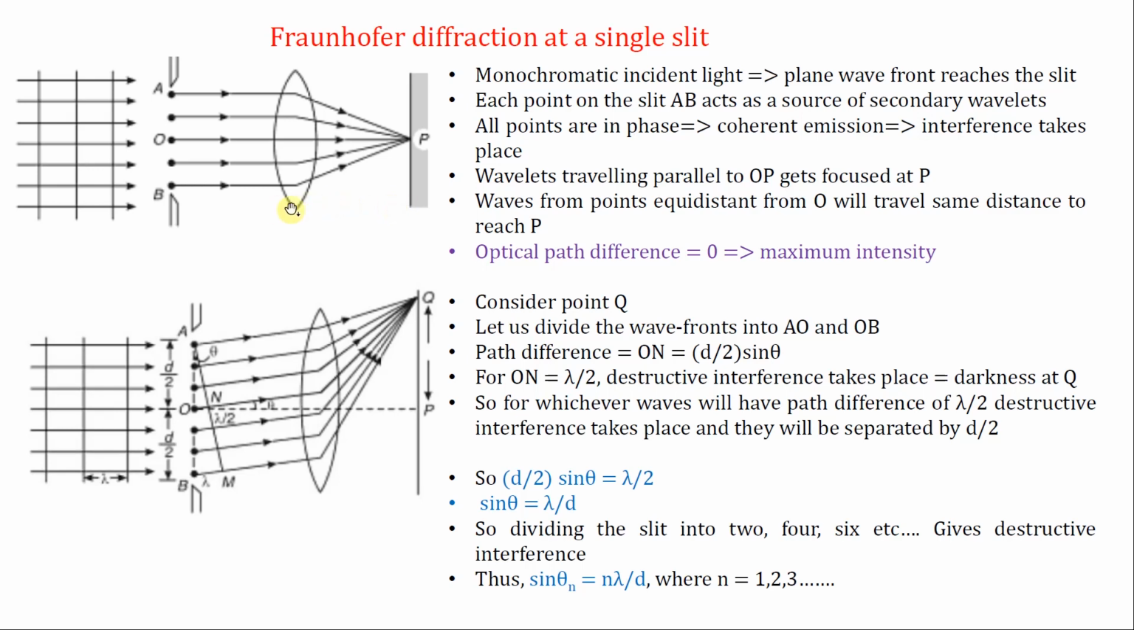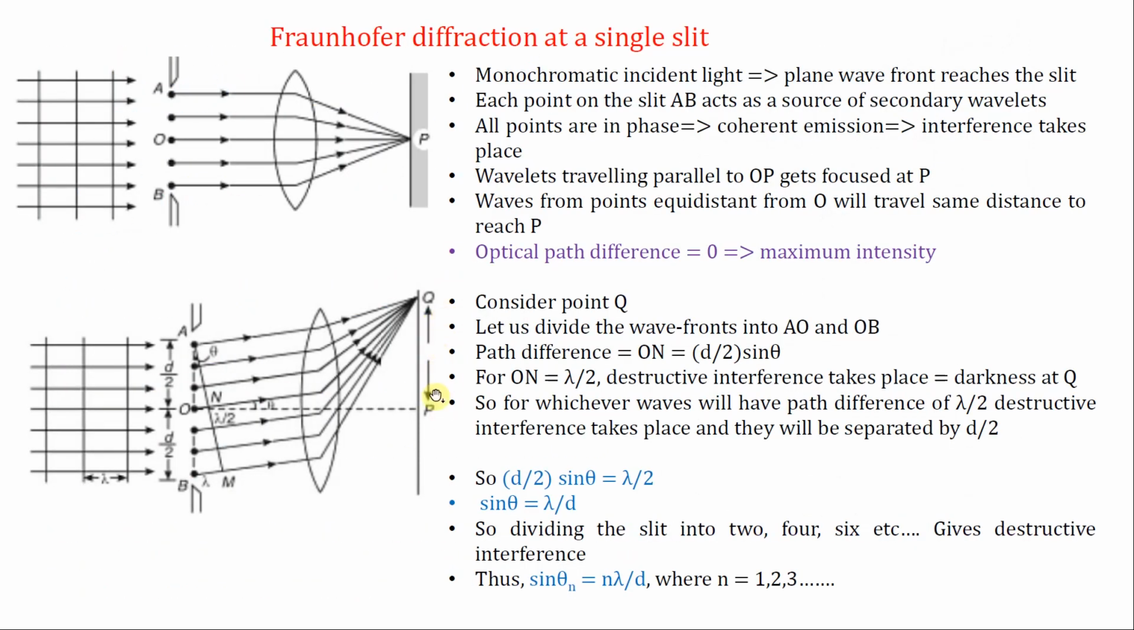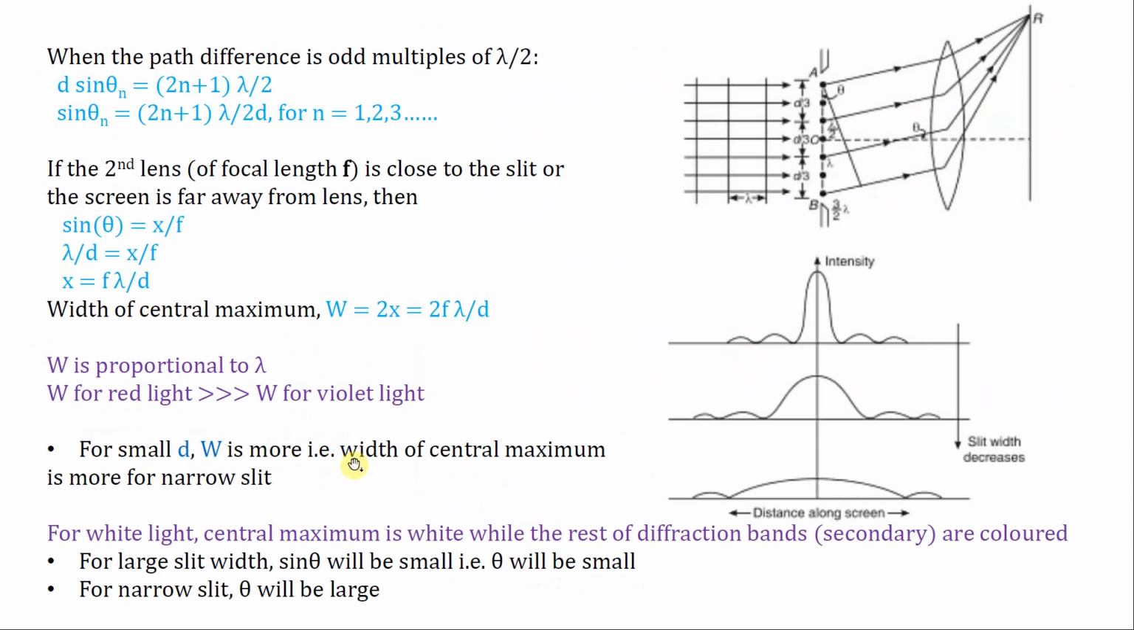So if the focal length of the lens is given by small f, and the distance between, say, the central maxima and the first fringe, which is the dark fringe, is x. So the focal length of the lens is f, and the distance between point P and Q is x, then I can get sine theta as x by f. Sin theta is x by f.